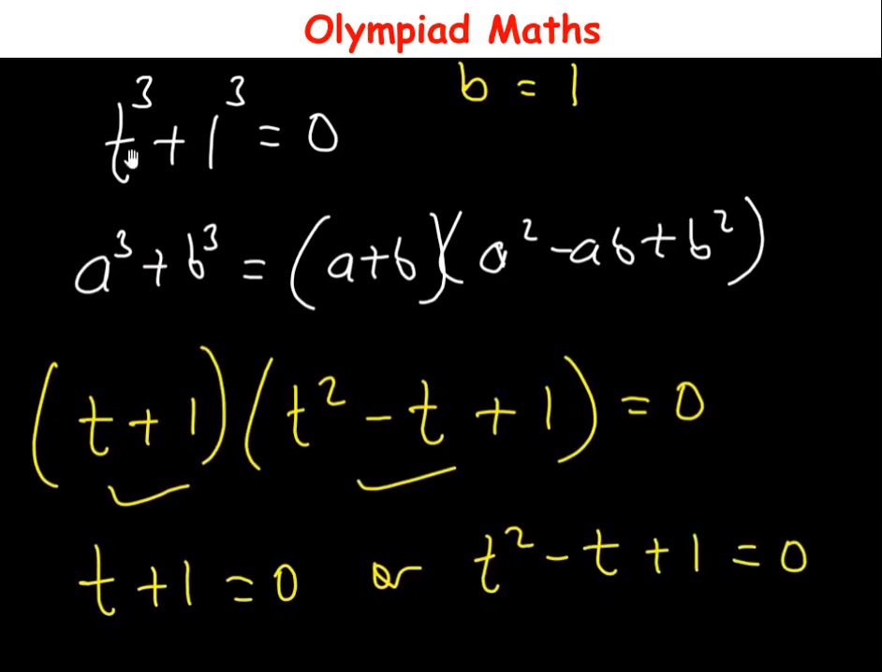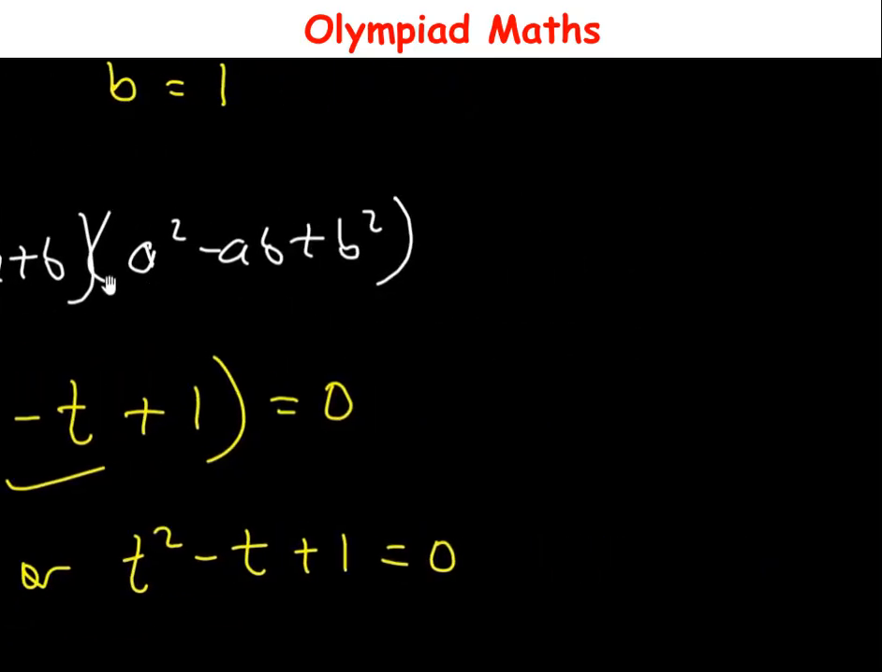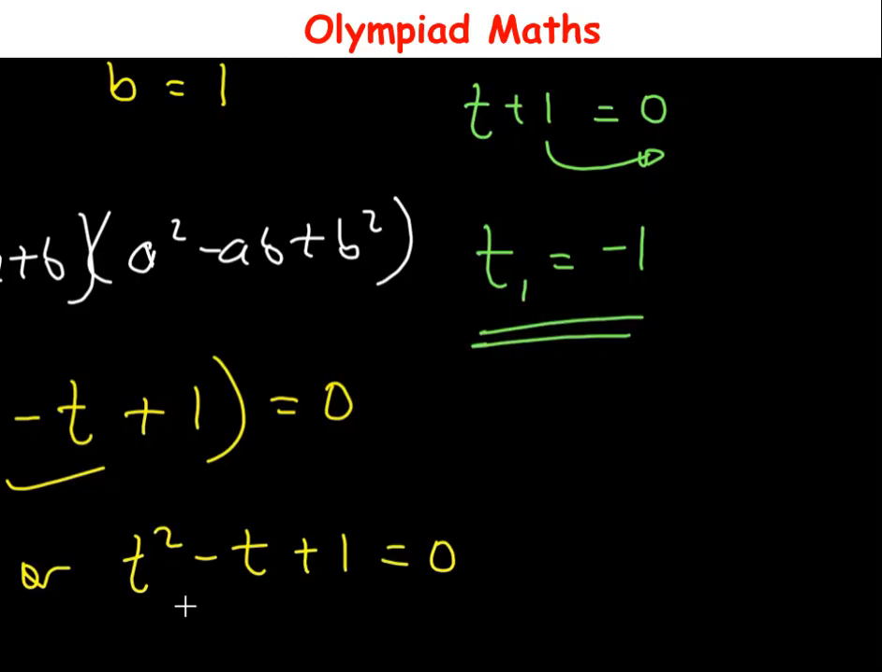So for this first linear equation right here, let us solve for the value of t. From t plus 1 equals 0, move plus 1 over to this side, the value of t is equal to minus 1. So this is the first value of t. Good. Now let us then solve for the other value of t from this other equation.